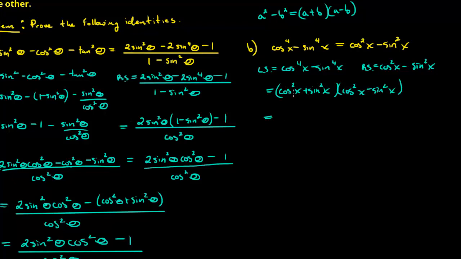Now, cos squared x plus sine squared x is just 1. So we have 1 times cos squared x minus sine squared x, which is cos squared x minus sine squared x. And thus the left side is equal to the right side. So therefore the left side is equal to the right side, and we have proven this identity. So as you can see, one trick to reducing the degree is to try to factor.